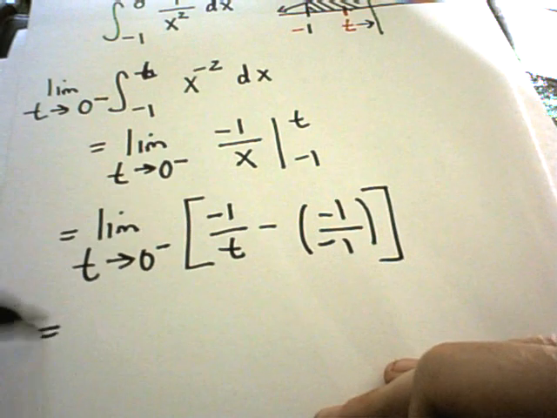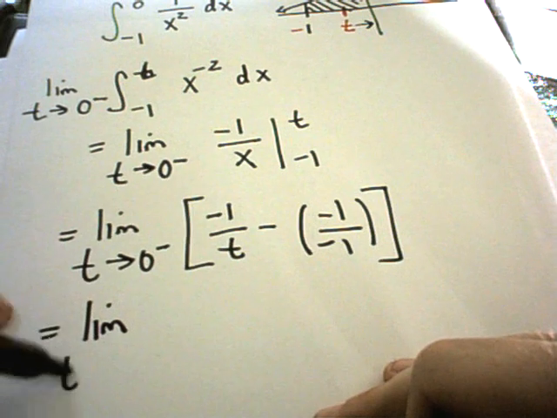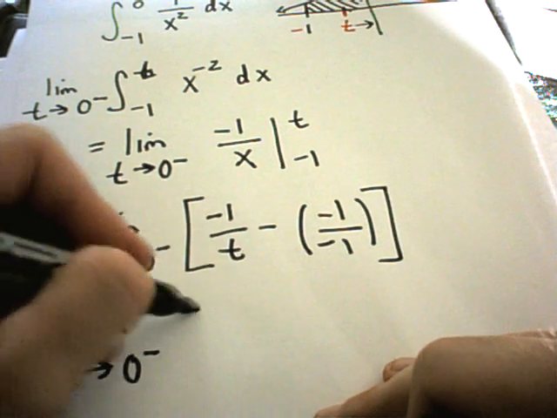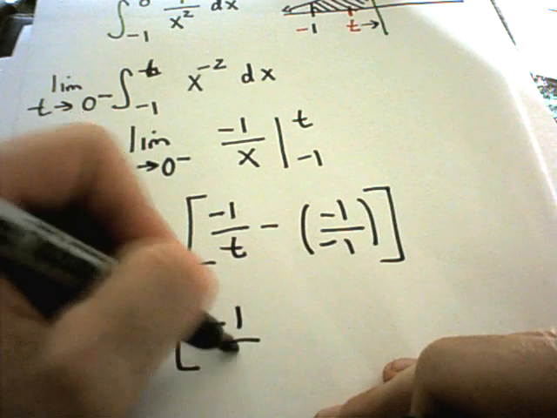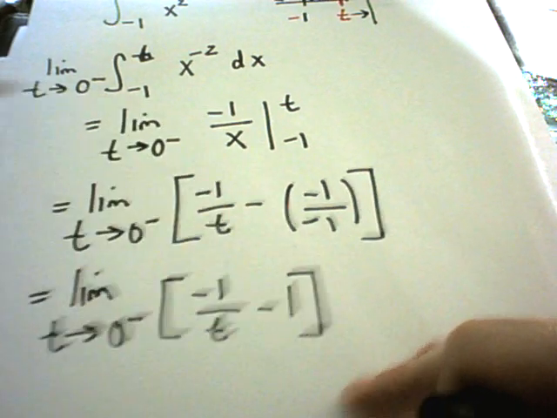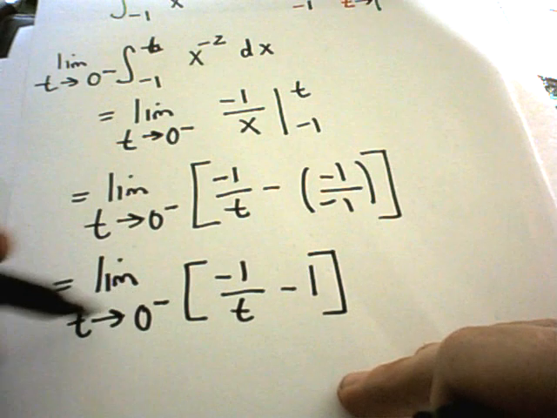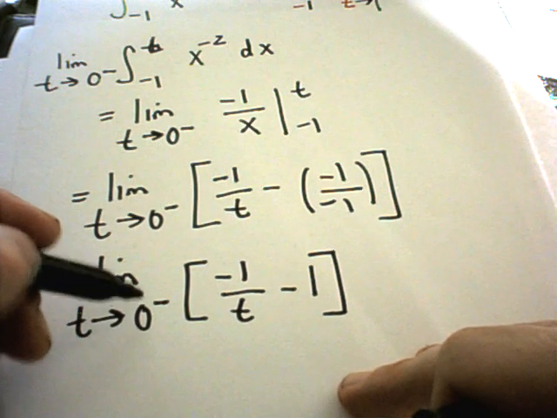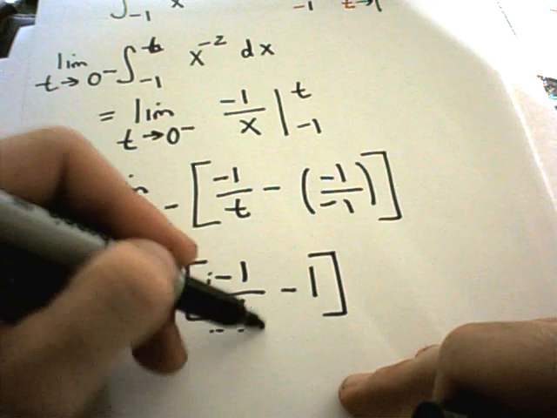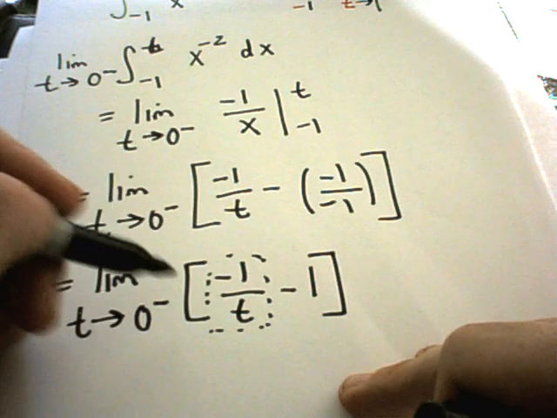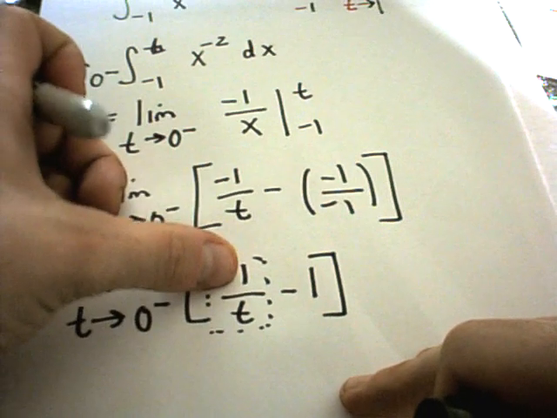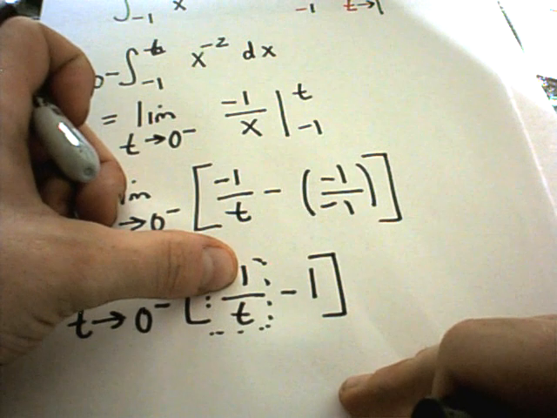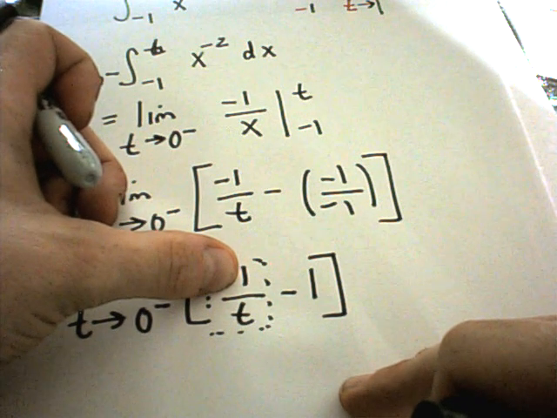And this simplifies down to the limit as t approaches 0 from the left. We're going to get negative 1 over t. The two negatives will make a positive, so I have minus 1. But the problem in this case, if t approaches 0 from the left, so in this part I'm plugging in very small negative numbers. And think about like 1 over 0.1, 1 over 0.01, 1 over 0.001.